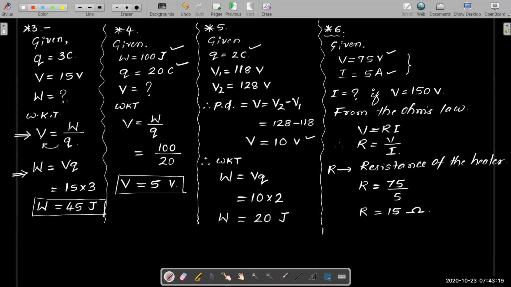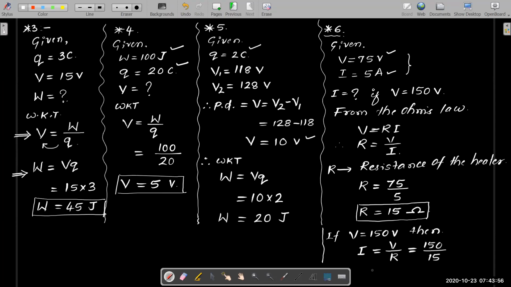Resistance of the heater is known. Now using this resistance we can very easily find the current if the potential difference is 150 volt. So if V is equal to 150 volt, then again using Ohm's law, what is the formula for I? I is equal to V divided by R. V is 150, R is 15. Hence the current drawn will be 10 ampere.